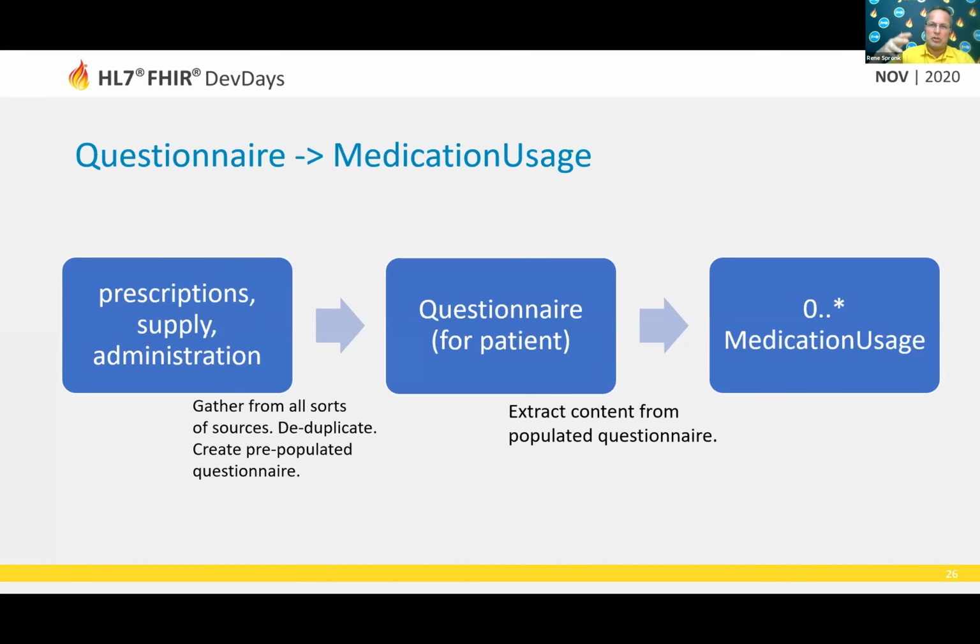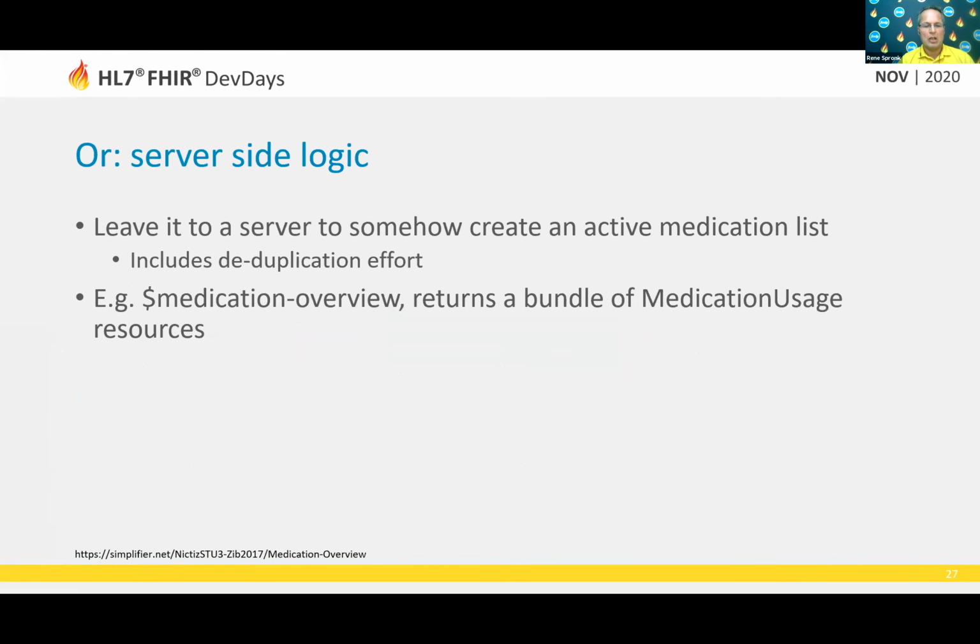So the populated questionnaire, which is a questionnaire response FHIR resource, you can then use the answers and extract the answers again to create these medication usage resources. To reflect the fact, hopefully, that the set of medication usage resources that you have will be a true reflection of the medications that the patient is actually taking. There could also be some server-side logic involved in doing the deduplication and making decisions as to what are likely medications that a patient is taking.